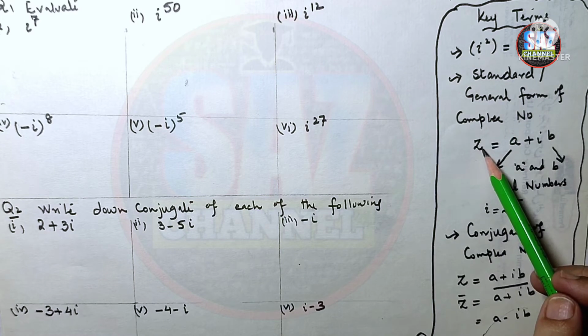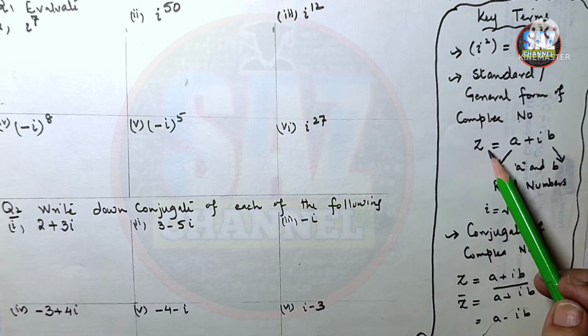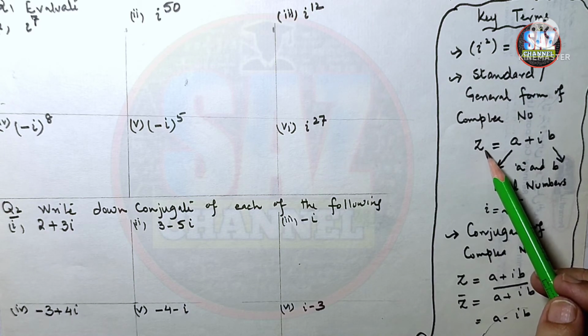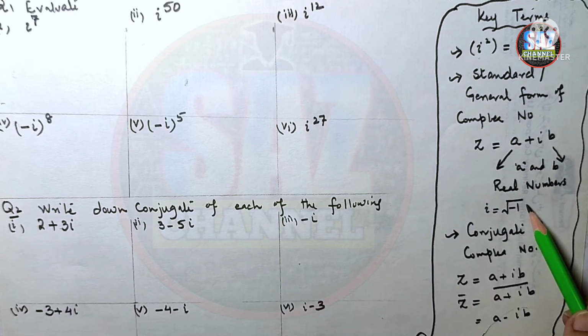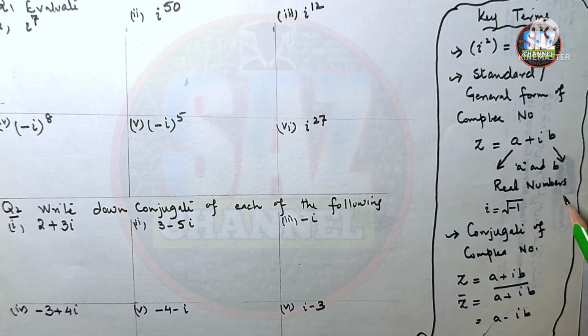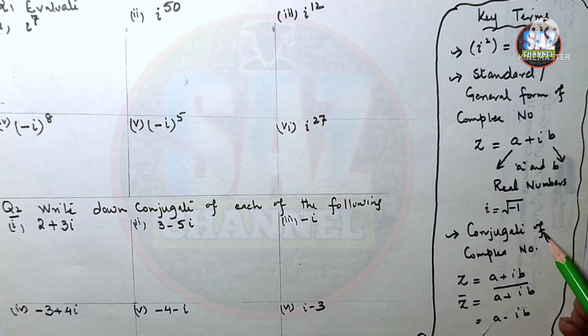Complex numbers are mostly represented by the letter Z, and a complex number will be Z equals A plus iota B, where A and B are real numbers and the value of iota is square root of -1. And then we should have a good idea about what is the conjugate of a complex number.